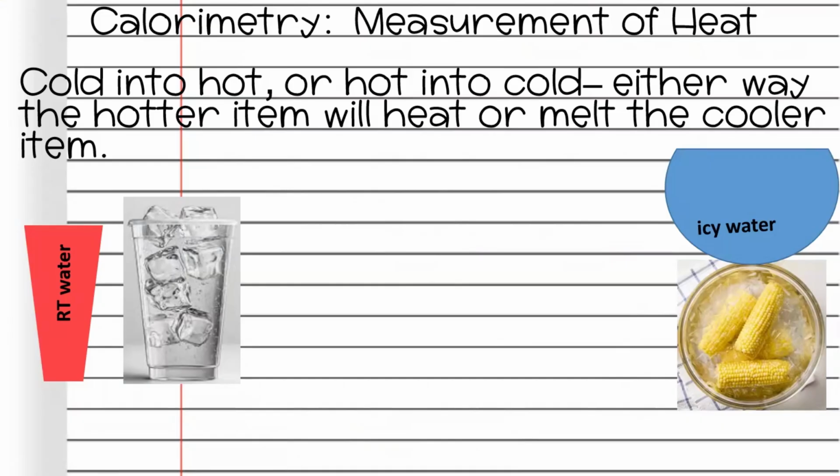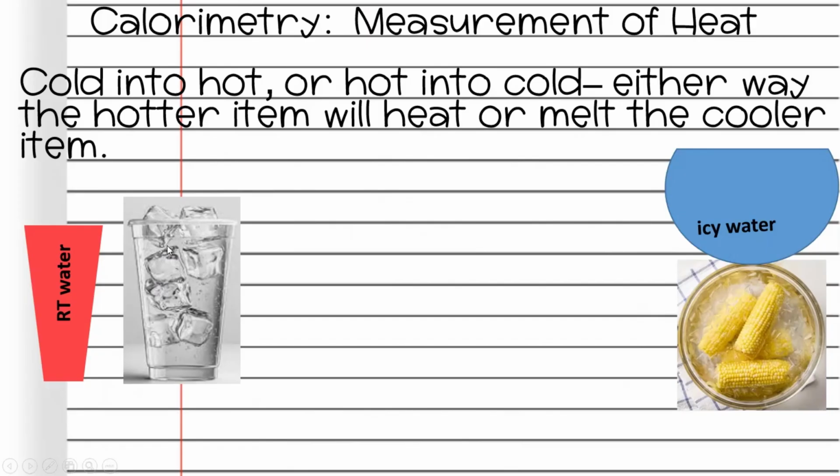Calorimetry. How to measure heat. Cold into hot or hot into cold, either way, the hotter item always makes the cooler item warmer. So it either heats it or it melts the cooler item, whichever way.